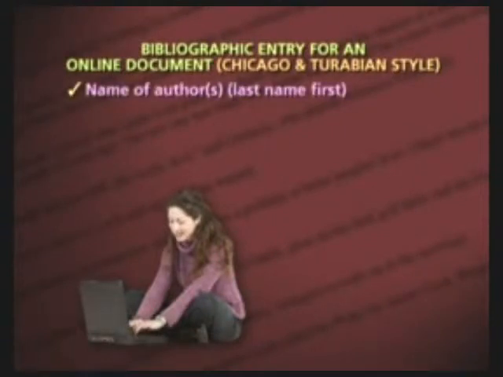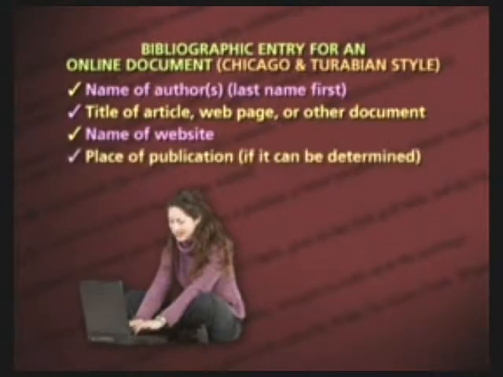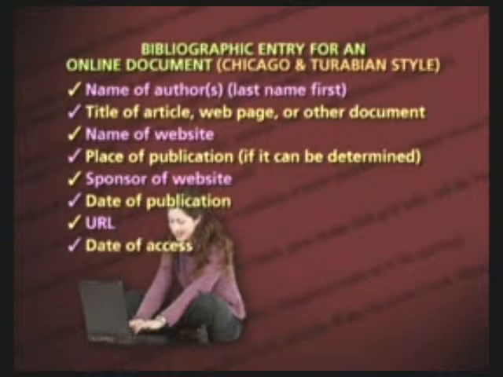Finally, for an online document, the name of the author or authors, last name first. Then the title of the article, web page, or other document. The name of the website. The place of publication, if it can be determined. The sponsor of the website. The date of publication. This is the date on which the article was posted, if available. The URL and the date of access.